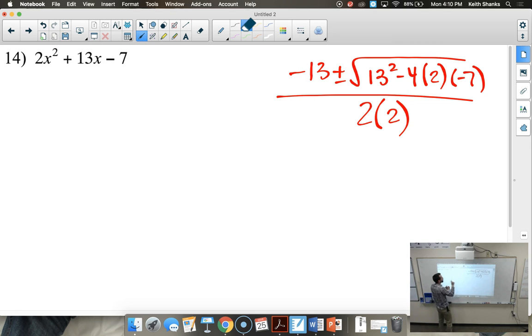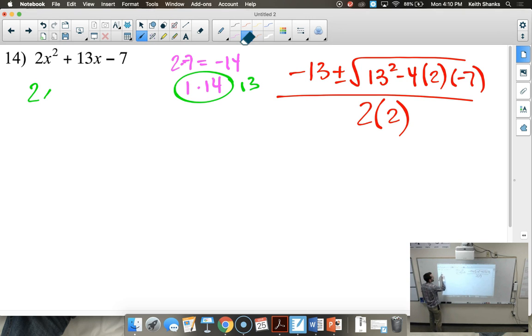Okay? If I'm grouping, 2 times negative 7 is negative 14. Factors of 14 are 1 and 14. Okay? 1 plus 14, notice, is going to be 13. So I'm going to factor this. 2x squared plus 1x, sorry, I said that wrong, minus 1x plus 14x minus 7.